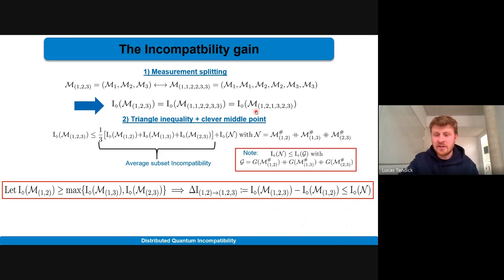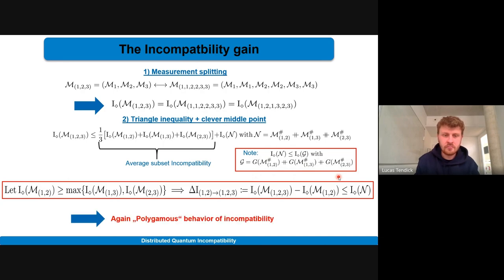Note that this incompatibility N is not exactly the incompatibility of the parent POVMs, but we can upper bound it by the incompatibility of the 3 parent POVMs for these subsets. Again, this is hinting at a polygamous behavior. So what we really want is a lot of measurements that are each pairwise highly incompatible with each other, and not something more monogamous like in entanglement. That is intuitive because if you have a lot of measurements that you cannot measure jointly, pairwise, then even the whole set you should not be able to measure jointly with 1 measurement or even approximate it.